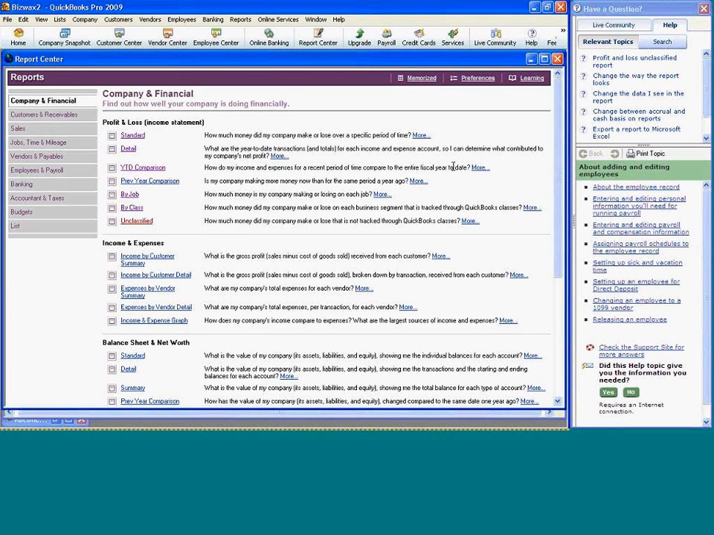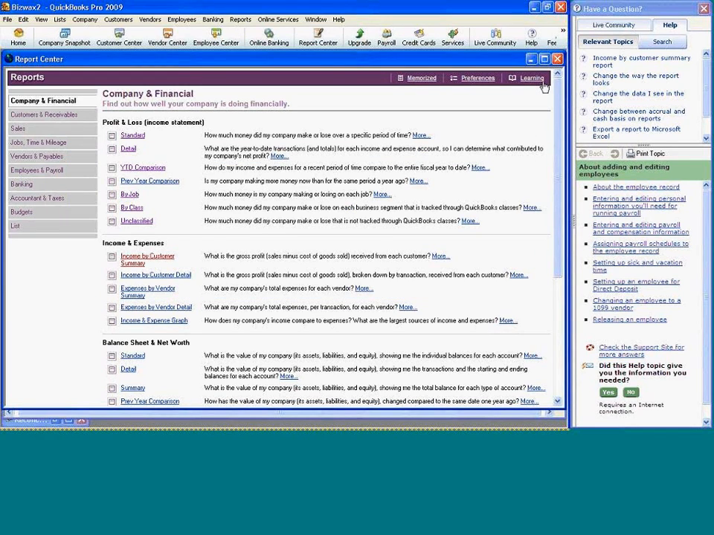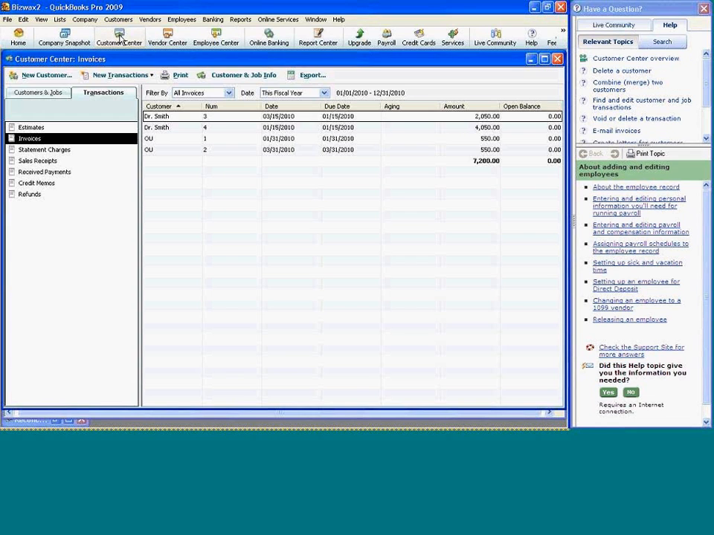And then we have the income by customer summary. So that's the two customers that we have, Dr. Smith and OU. $7,500. And in fact, we can change it. I'll change it briefly by just getting another customer.